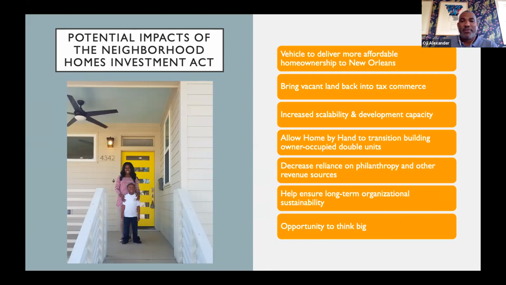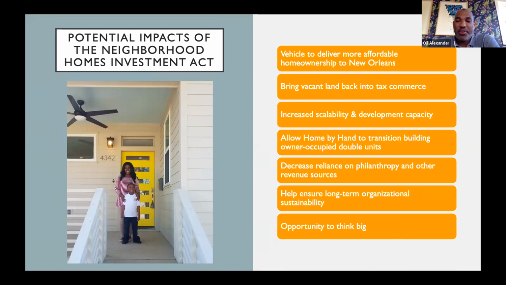Another potential for NIA is it will allow us to transition into owner-occupied double units, which is something we've been talking about and working on. Most of the zoning in the city of New Orleans is zoned for double units. So we can provide ownership opportunities for low and moderate income buyers with the potential for some income. It would certainly decrease our reliance on philanthropy and finding other new revenue sources, and allow us to just do what we do best, which is produce affordable housing and get it out to market. And all in all, just really ensure the long-term sustainability of the organization.